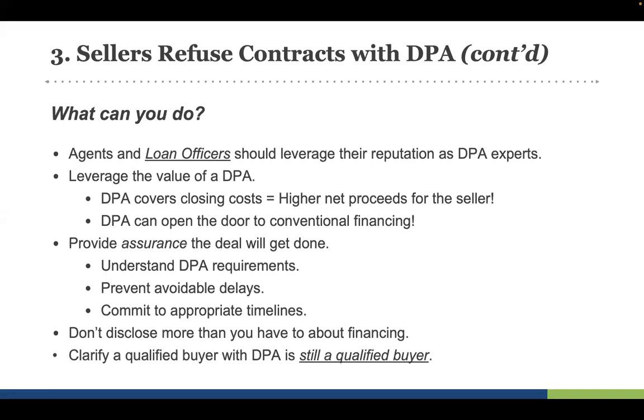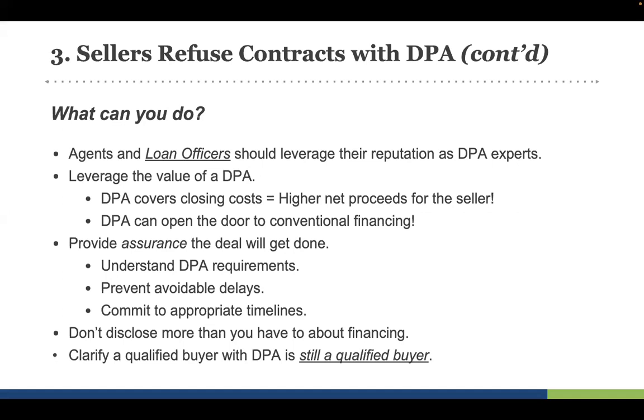And this is something that you have to think about while you're going through pre-approval. Whether you're an agent or loan officer, work with your client, understand where they are now in terms of cash to close and what the potential impact of a down payment assistance program could be. And then ultimately in a contract offer, frame that appropriately. And I already mentioned, provide assurance that the deal will get done. Sellers are looking for certainty, right?